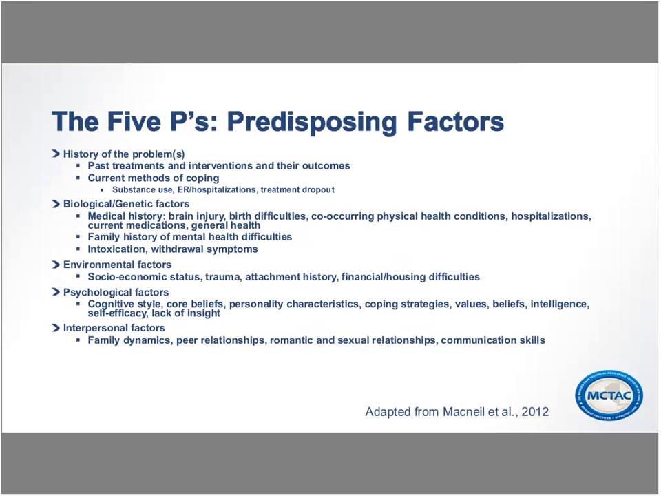The next P is the predisposing factors, and this is essentially the history and the background. What has the person tried before? What treatments or interventions have been tried, and what were their outcomes? What worked, what didn't work, and why?